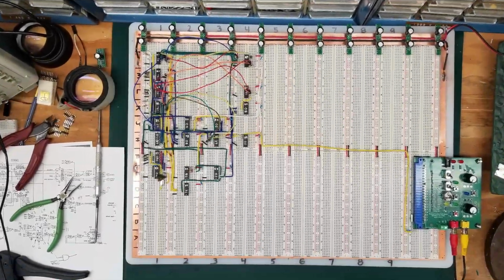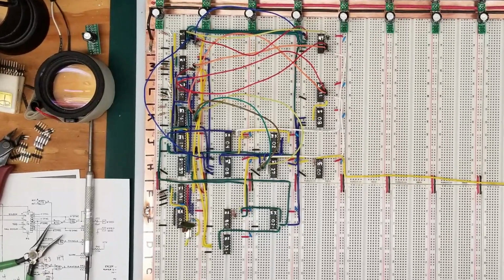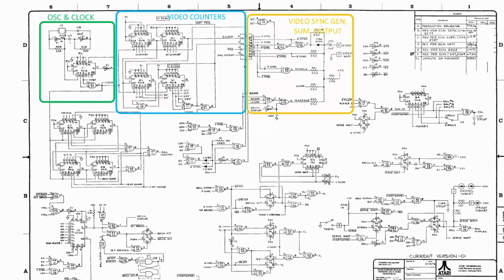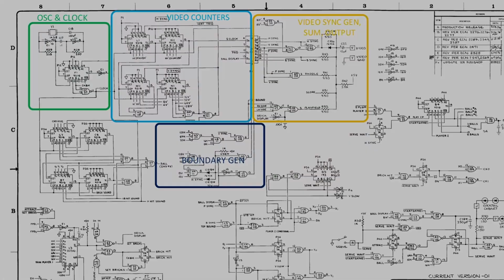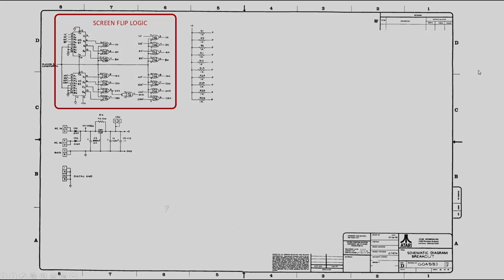In the last video, we finally started breadboarding and built enough stuff to get something on the screen. We needed the oscillator and divider, the sync counters, the composite output, and we put up the boundaries. Super exciting stuff. Today we'll add the flip logic found on sheet 4.